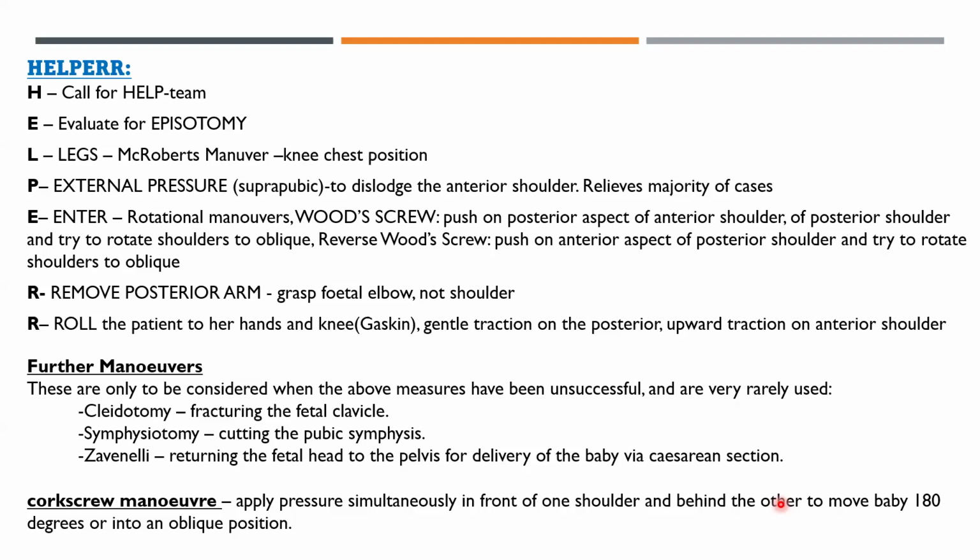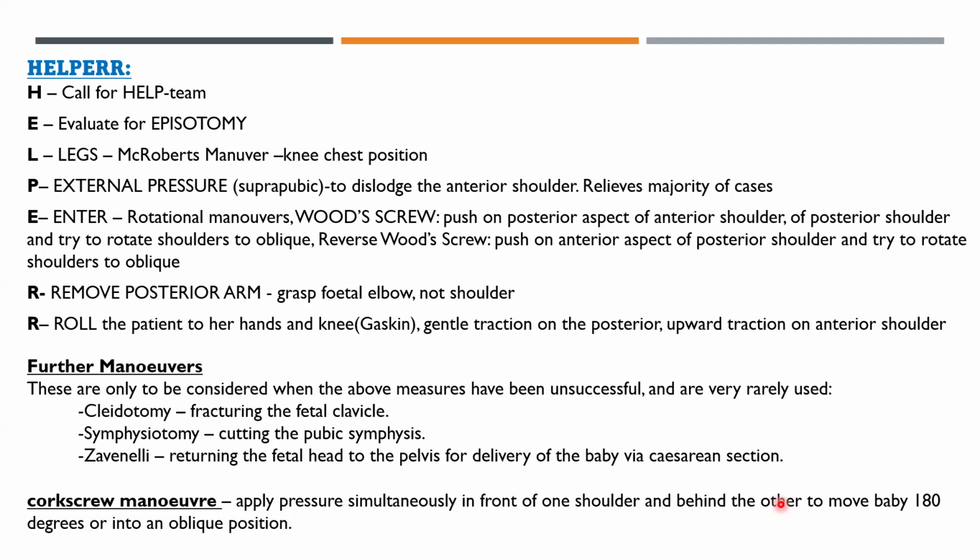Your maneuvers include the wood screw maneuver. You push on the anterior aspect of the posterior shoulder and try to rotate it. If you've opened a wine bottle, you know how you rotate it? You're rotating to get the cork out. Basically, that's what you're doing. That's the wood screw maneuver, also known as the cork screw maneuver. So push on the anterior aspect of the posterior shoulder and try to rotate the shoulders in an oblique manner.